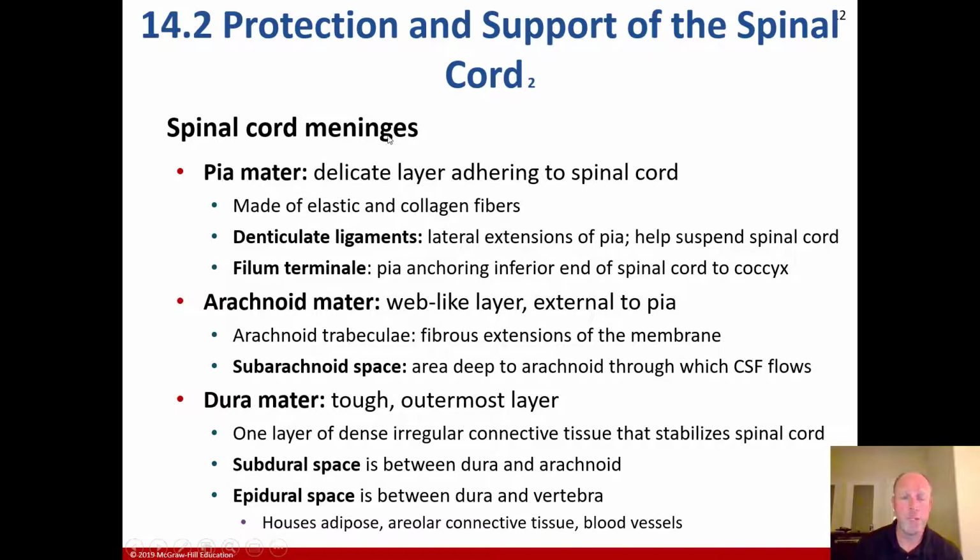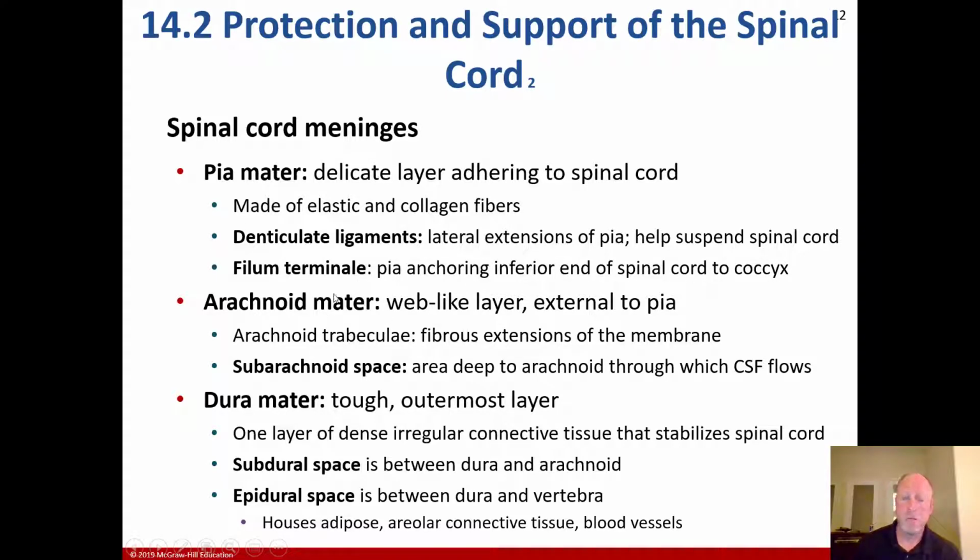We refer to the meninges of the brain, I should say. The pia mater is the delicate layer adhering to the spinal cord, the deepest layer, made of elastic and collagen fibers. The denticulate ligaments are lateral extensions of the pia to help suspend the spinal cord. And the filum terminale is the pia anchoring the inferior end of the spinal cord to the coccyx.